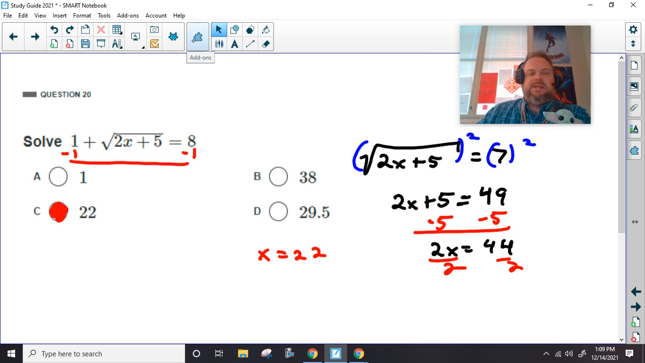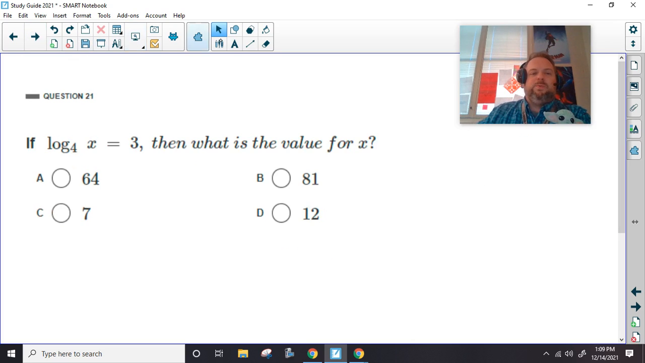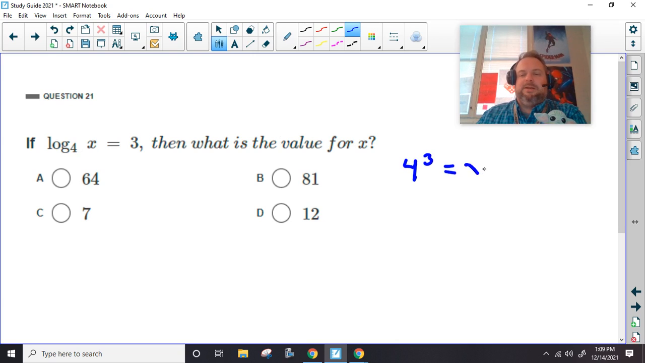All right. Are we good with 20? All right. 21. Some people are like, what is log base 4? I don't know if it was this class or earlier. This basically means 4 to the third power is what? Yeah, it's 64. It's definitely not 7.